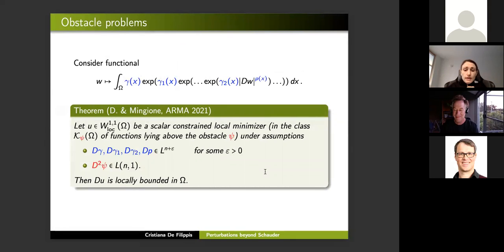Indeed, we can prove that solutions to these obstacle problems are locally Lipschitz continuous, provided that the gradient of the various coefficients involved belongs to Ln+ε, and the second derivative of the obstacle is in Ln1.